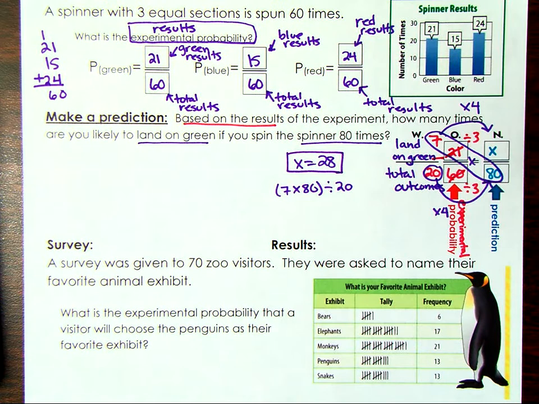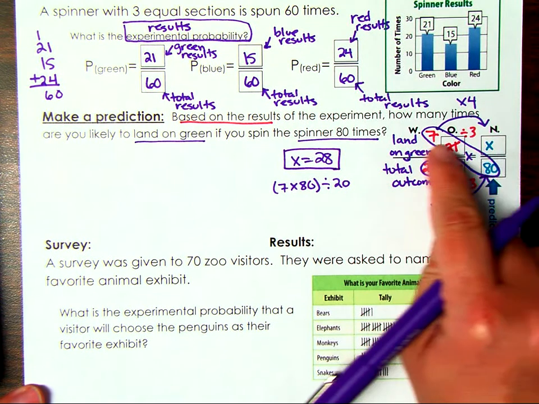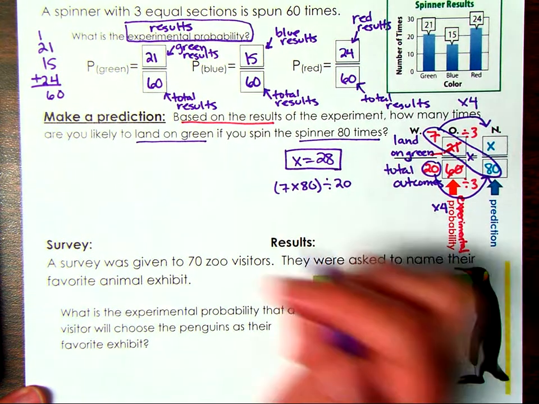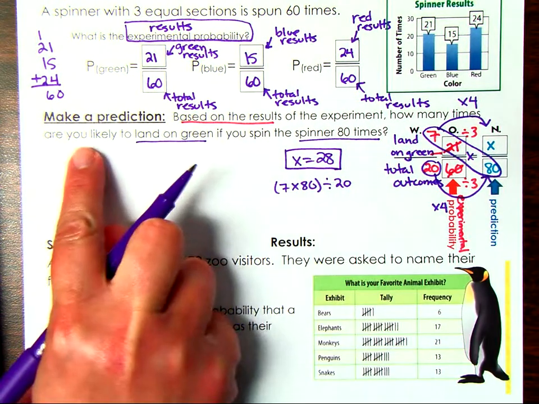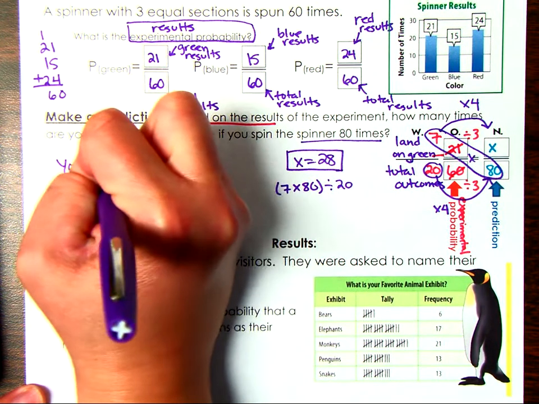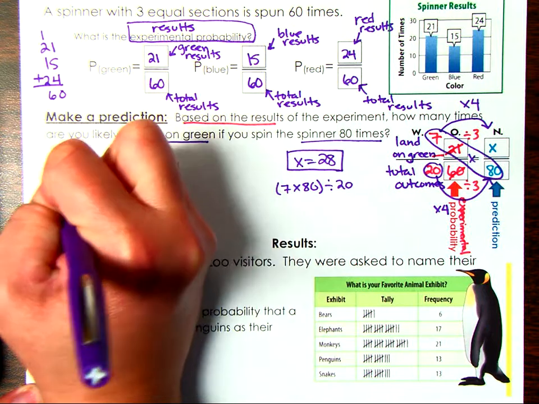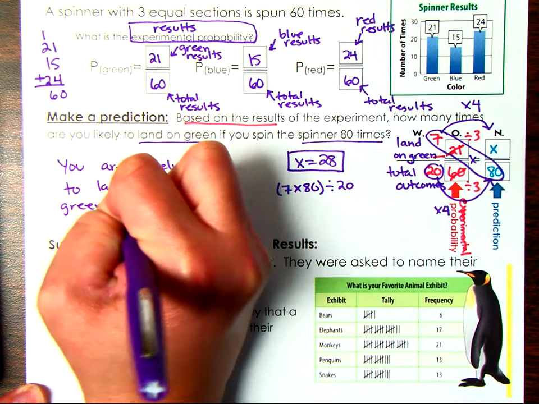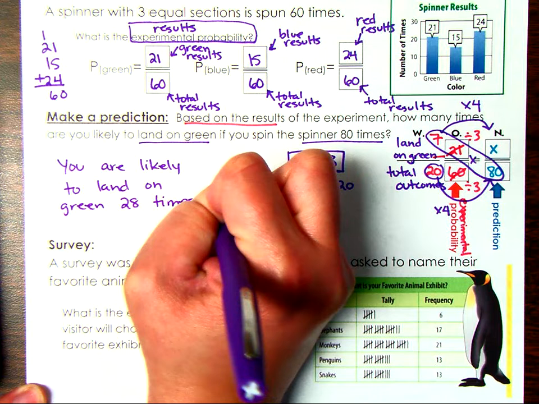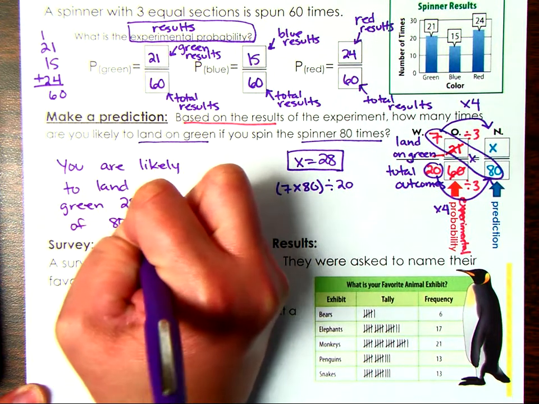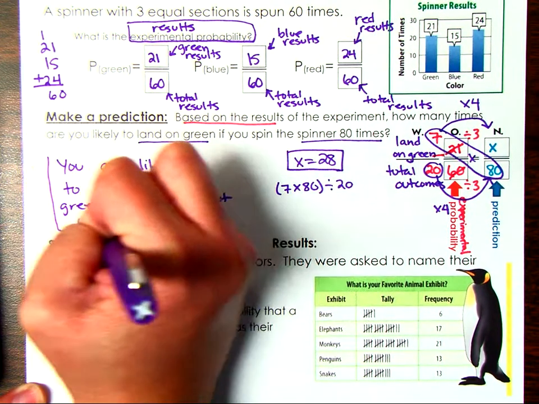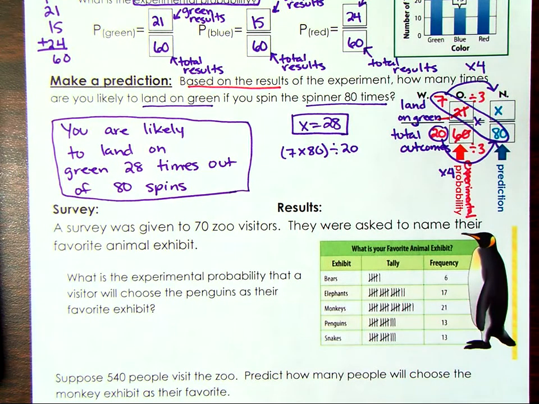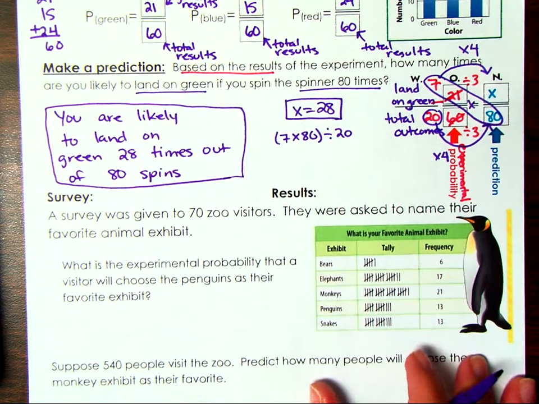But what does that 28 represent? 28 times to land on green out of 80 total spins. So the question, how many times are you likely to land on green? You are likely to land on green 28 times out of 80 spins. Again, this is just a prediction. It's a prediction based on the experiment, but that doesn't mean it necessarily is going to happen. Okay? Alright, let's keep going.